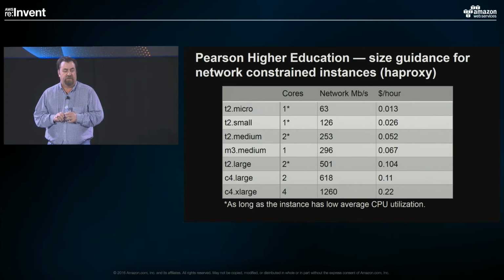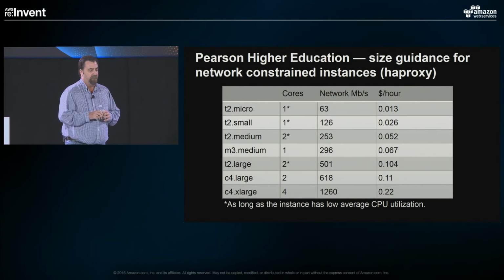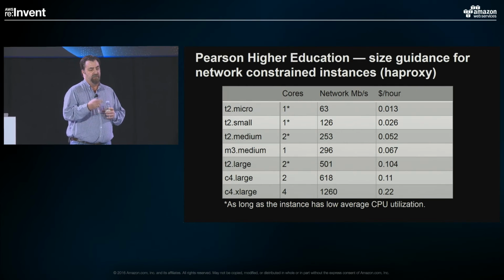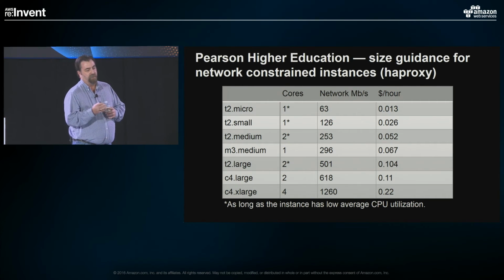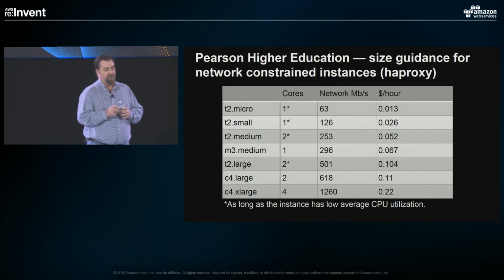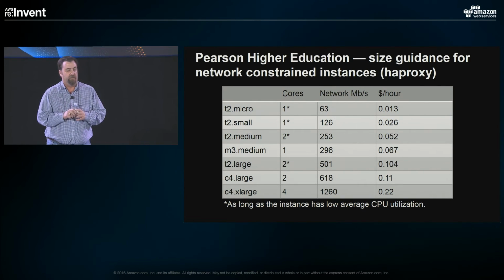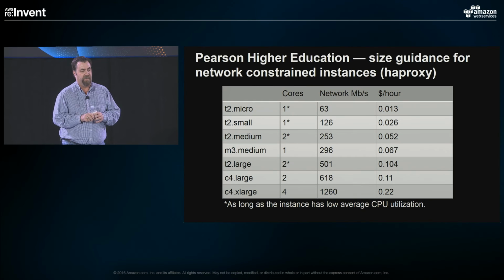So our guidance to the teams here, these are the sizes and the guidance that we gave them. Network constrained instances being our proxies. As you can see with the T2 instances as compared to C4 instances, the number of cores, the amount of network, and then of course the price point, which as you can notice is very, very economical.